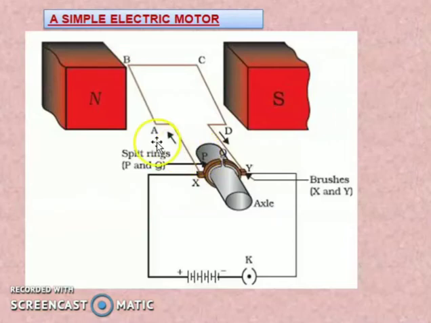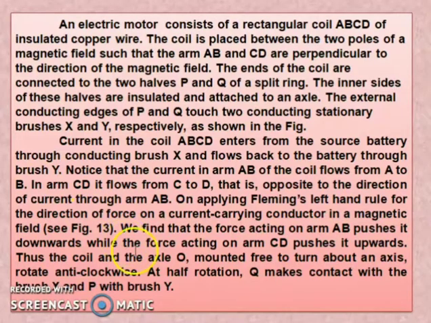So when AB is pushed downward and CD is pushed upward, the coil and the axle O will rotate in an anti-clockwise direction. So when it rotates, what happens to the split ring halves?